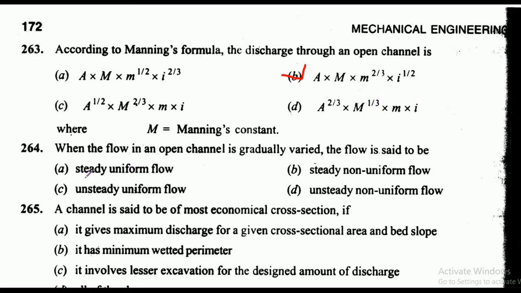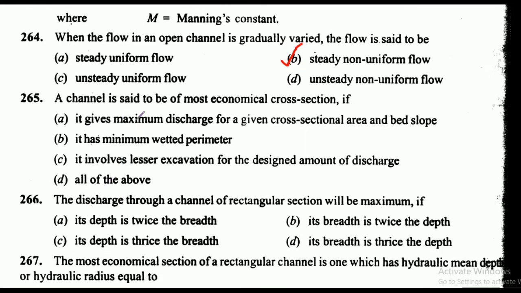Next is, when the flow in an open channel is gradually varied, the flow is said to be. Here friends, these are the options, and here the correct answer is option B, that is a steady non-uniform flow. Next is a channel is said to be of most economical cross section if, options: A, it gives maximum discharge for a given cross sectional area and bed slope. Option B is it has minimum wetted perimeter. Option C, it involves lesser excavation for the designed amount of discharge.